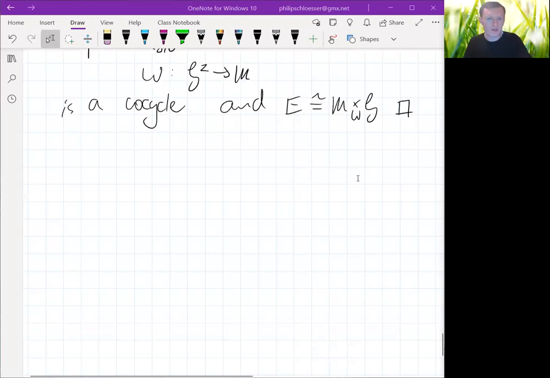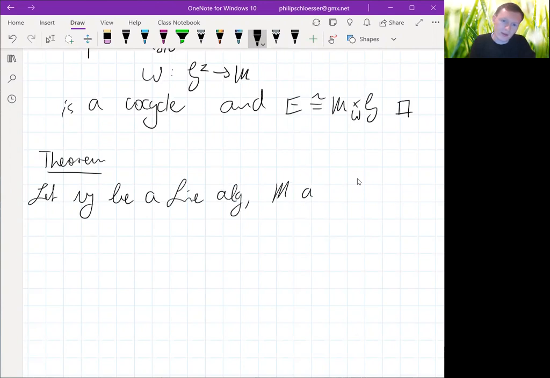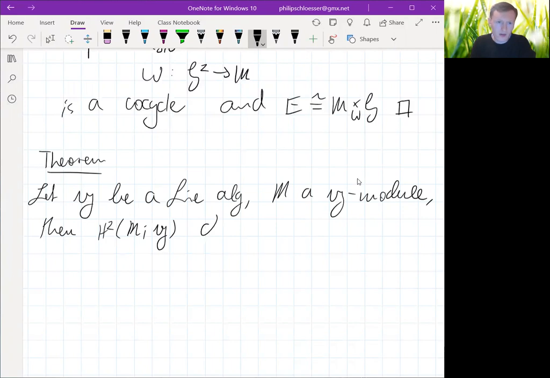Okay, now for the similar theorem about Lie algebras. So now we have that G be a Lie algebra and M a G module. Then the second cohomology group characterizes extensions of G by M.